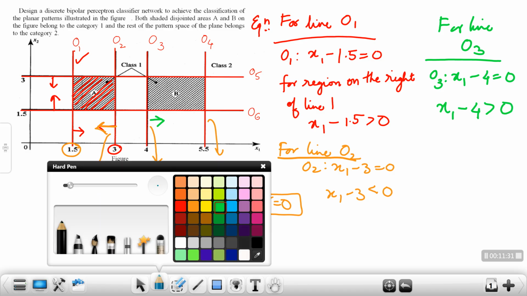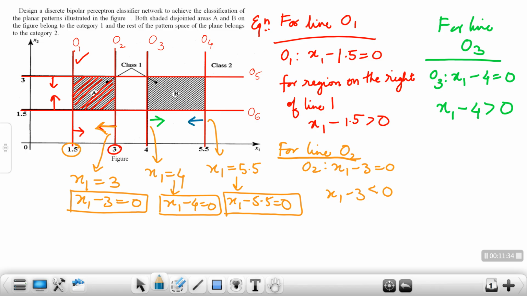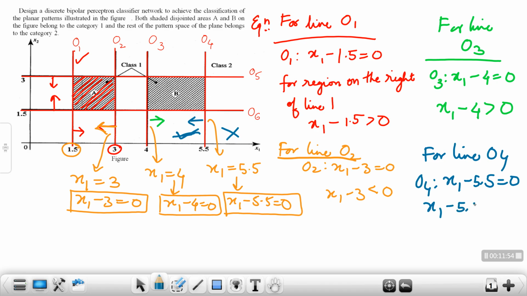When we come back to line O4, we are interested in the region towards the left hand side, that is this side, and not this side. We are interested in this side region. So for line O4, the equation will be x1 minus 5.5 is equal to 0. So you write x1 minus 5.5 should be less than 0. So these are the four equations which we have got, depending upon whether it should be on the left hand side or on the right hand side.